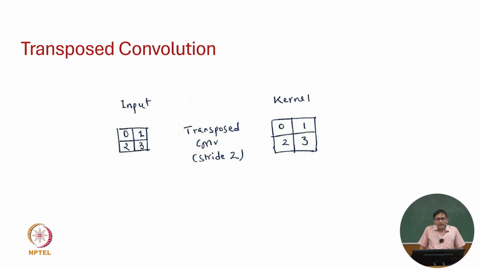Here, think about an input. So 0, 1, 2, 3, and we are talking about a transposed convolution with a stride of 2, and think that we are processing with this kernel. So the particular example we took again, it's 0, 1, 2, 3. Okay, so now think about this.